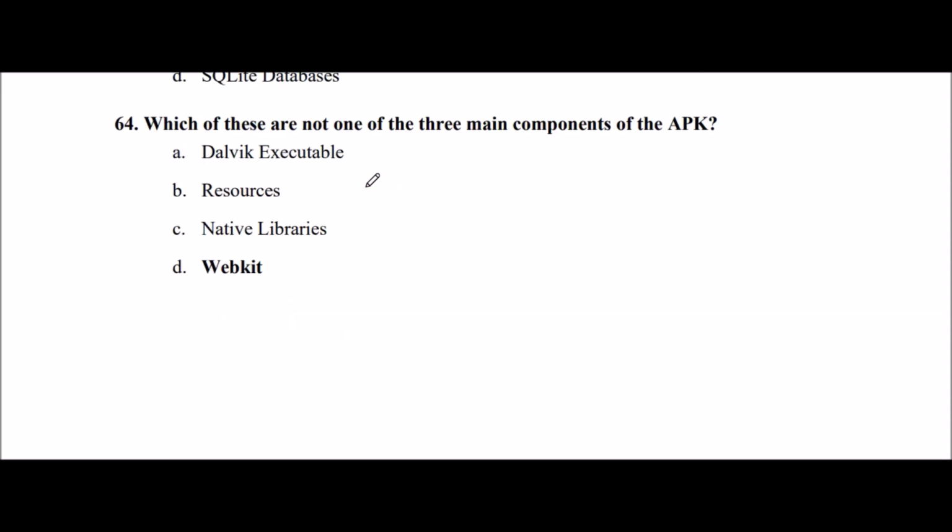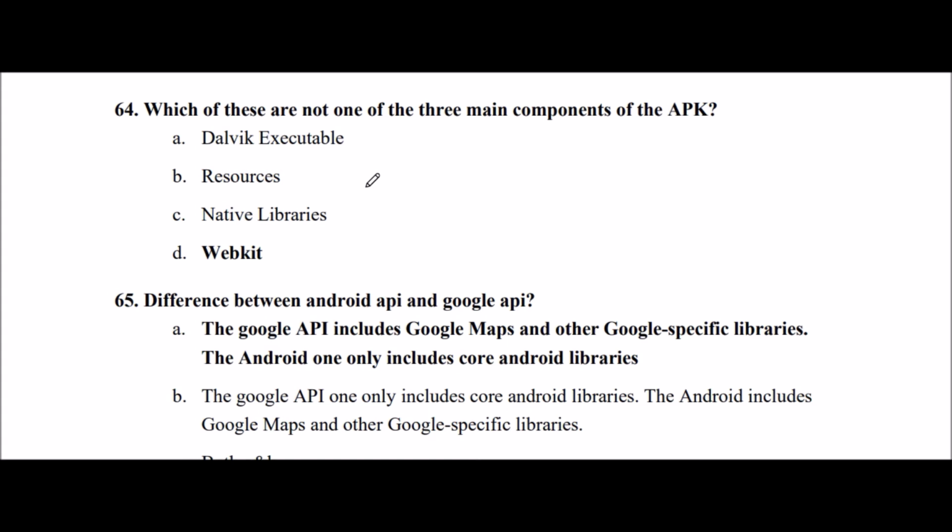Next question. Which of these is not one of the three main components of the APK? Option A, Dalvik executable, option B, resources, option C, native libraries, and option D, WebKit. WebKit is the odd one. The three main components of the APK are Dalvik executable, resources, and native libraries, but WebKit is not one of the main components of the APK. That's why your correct answer is option D, WebKit.